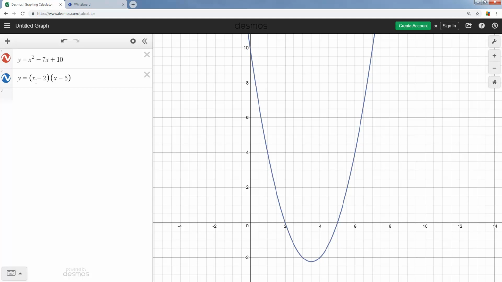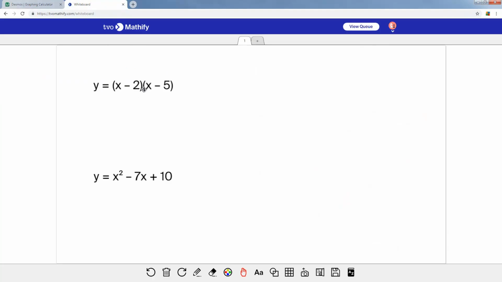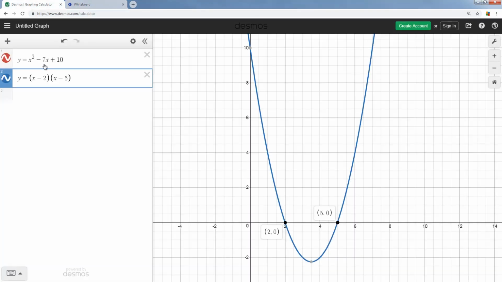And in the x minus 2, x minus 5 one, notice that where it goes through the x-axis are at 2 and 5. And it isn't a coincidence that the 2 and the 5, that's x minus 2 and x minus 5. So it's actually x minus the x-intercepts. So these two equations here, and I've opened up a whiteboard, x minus 2, x minus 5, that was the second one, and x squared minus 7x plus 10.